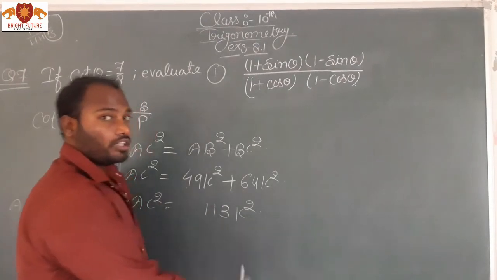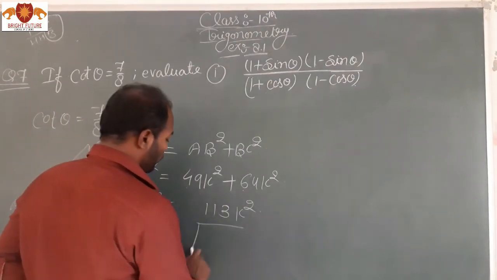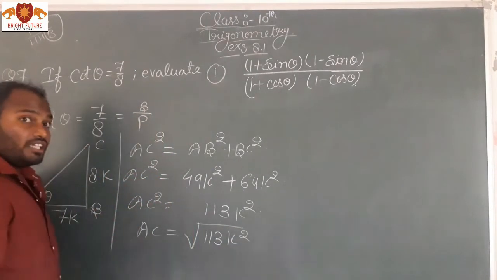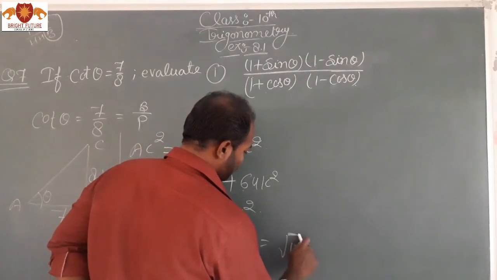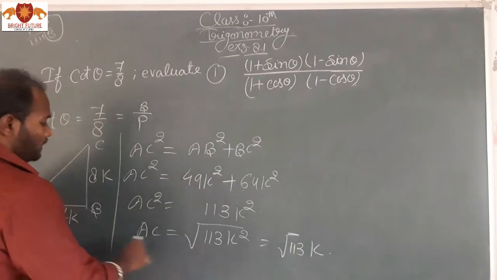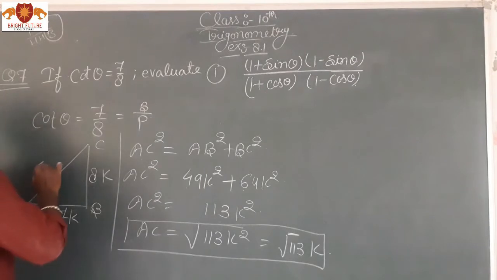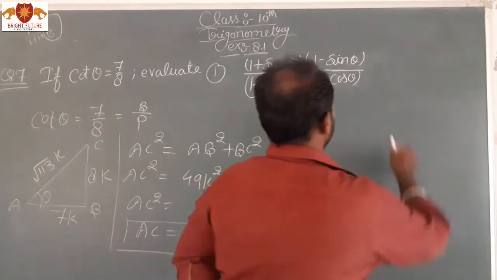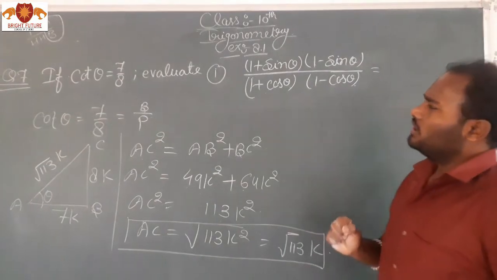Now AC square, I have found the value: AC square is equal to 113k square. Now when you want to find the value of only AC, you put the root of this value, that is root of 113k square. Now the pair of k is out of the root, so I will get the value root 113 k here, got it all the students. Now I have found that AC is root 113 k, so I will put here in the diagram root 113 k. Now I will put the value here, so I have to find out the value of that equation, got it.